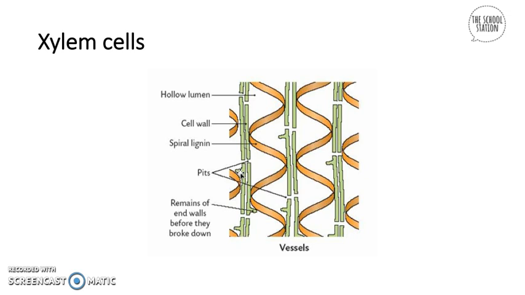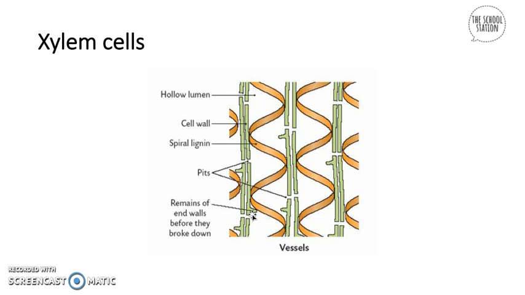The xylem cells are alive when they're first formed, but a special chemical called lignin, which is these orange things over here, builds up in spirals in the cell walls. The cells die and form long hollow tubes that allow water and mineral ions to move easily through them from one end of the plant to another.